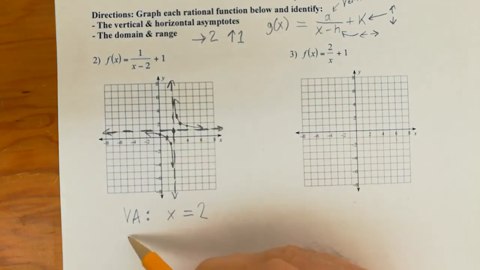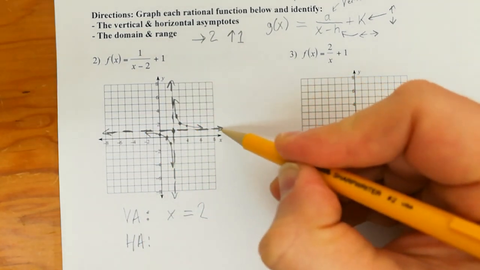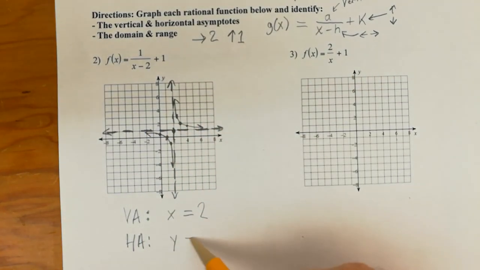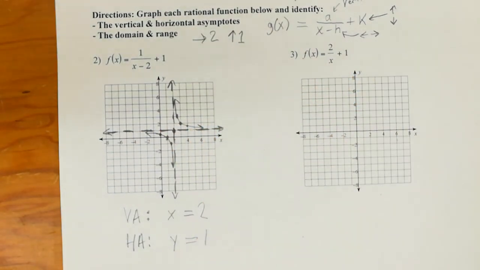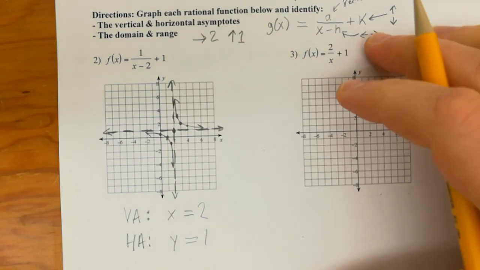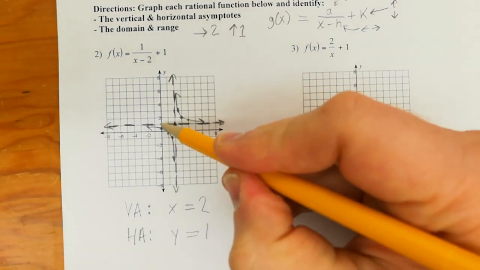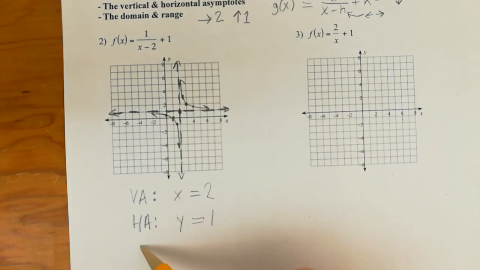The horizontal asymptote is right here, that's going to be y equals 1. Or in other words, every y value is 1 on there. Or you could think of this one as y equals mx plus b if you wanted to. Yeah, y-intercept of 1, no slope. And then the domain and range.